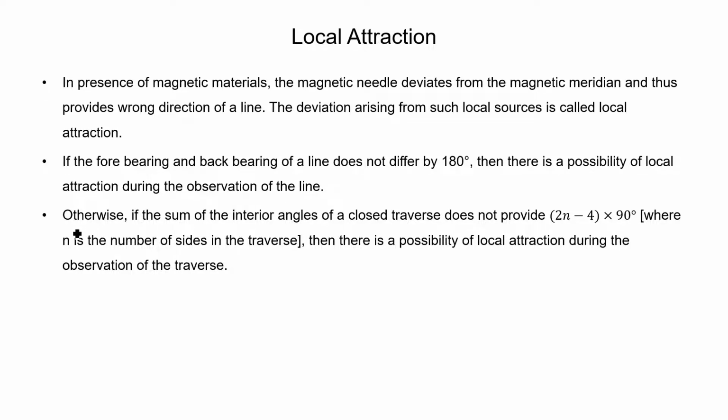And the second way to find the local attraction is if the sum of the interior angles of a closed traverse does not equal (2n minus 4) into 90 degrees, where n is the number of sides in the traverse. Then there is a possibility of local attraction.